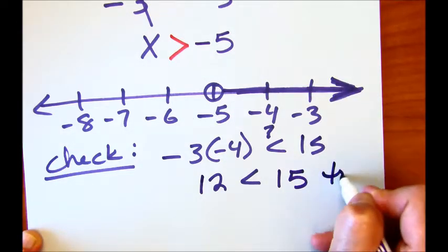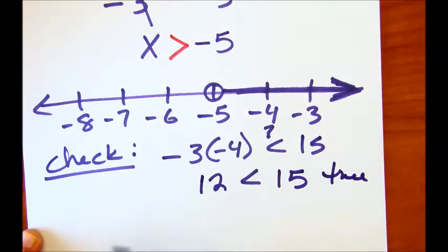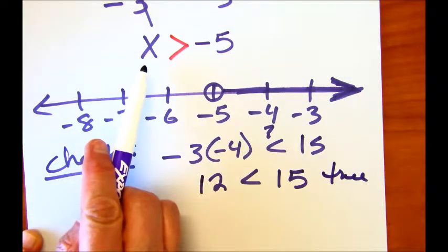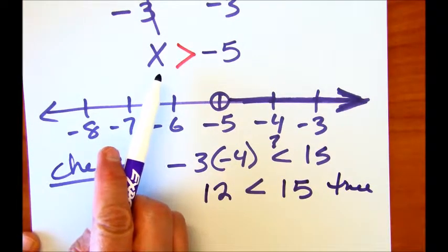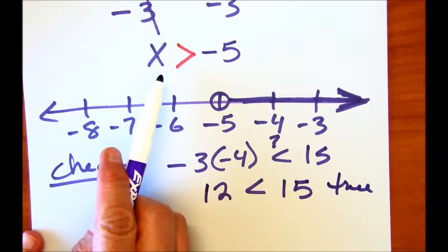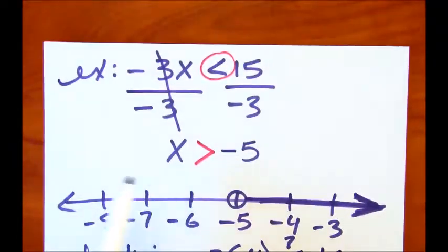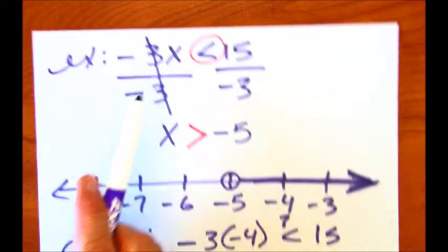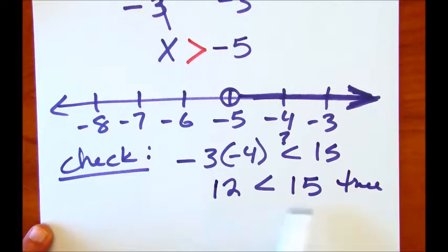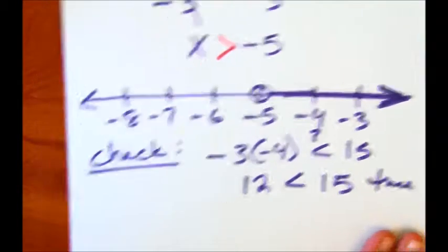So this is true. And so it was a good idea that we reversed the sign, because when we plugged in a number greater than negative 5 into the original inequality, we came up with a true inequality. Okay, let's do some more because this takes some practice.